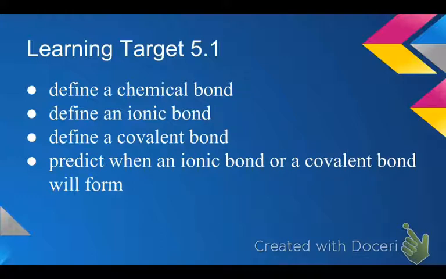And here's what we're going to do in 5.1. First, define a chemical bond. Then, define an ionic chemical bond. Define a covalent chemical bond. And predict when an ionic bond or a covalent bond will form. I'm excited. I hope you are too.